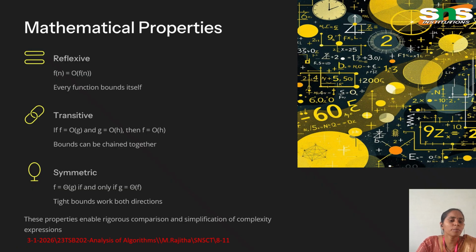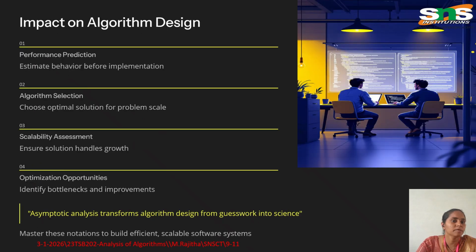And the mathematical properties of asymptotic notation. Asymptotic notation follows important mathematical properties. Reflexive property means a function can bound itself. Transitive property allows chaining of bounds. Symmetric property applies to theta notation. These properties simplify complexity analysis and make comparison more systematic and reliable.